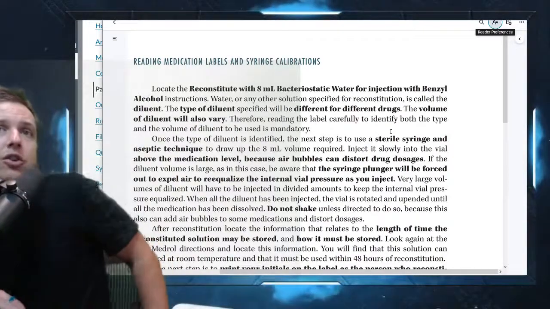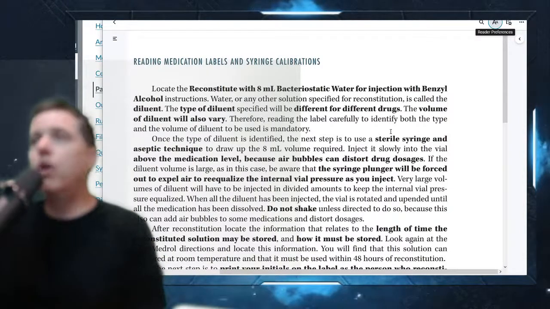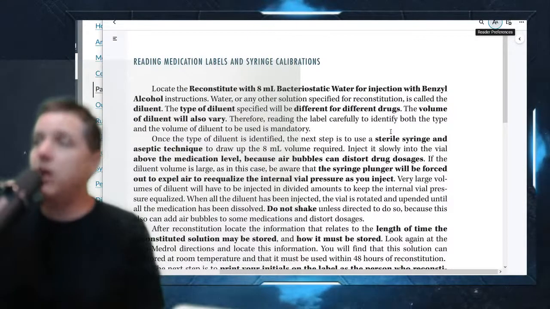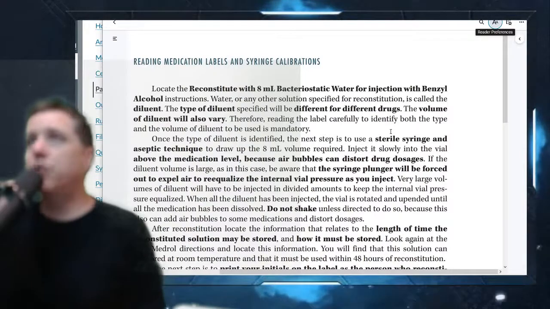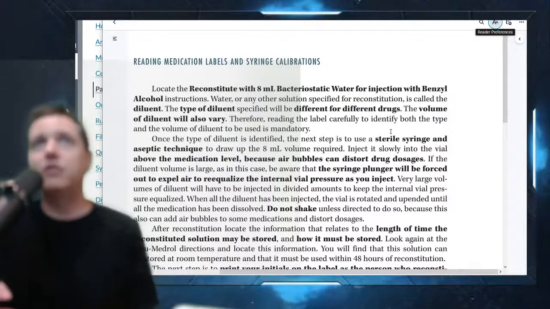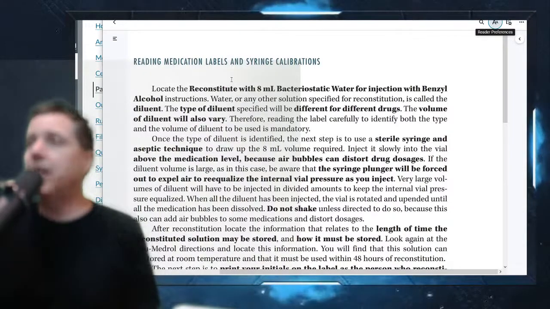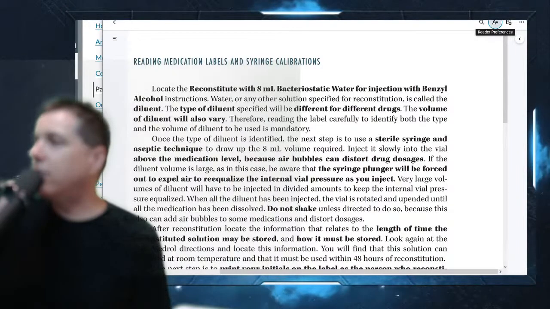So you have to make sure you're getting your ratios right, and then you have to recognize what are the different types of material that's being put in the solution. You have the drug, right? But also it's going to tell you on the label what it is you're supposed to mix the drug with. Is it supposed to be bacteriostatic water, or is it supposed to be something else? You have to make sure that you're mixing it with the right thing.